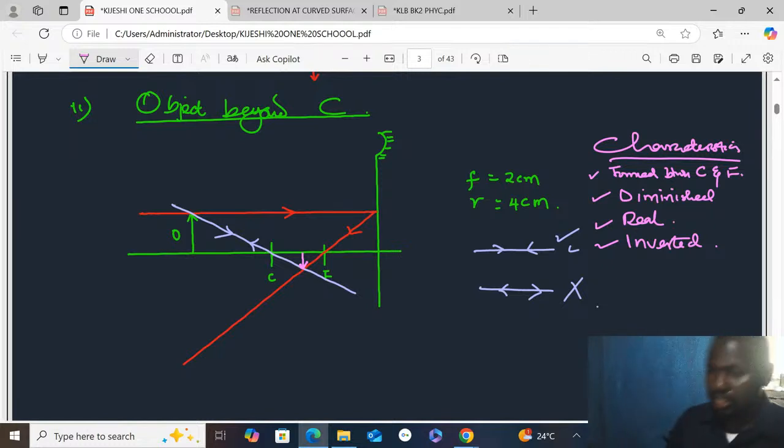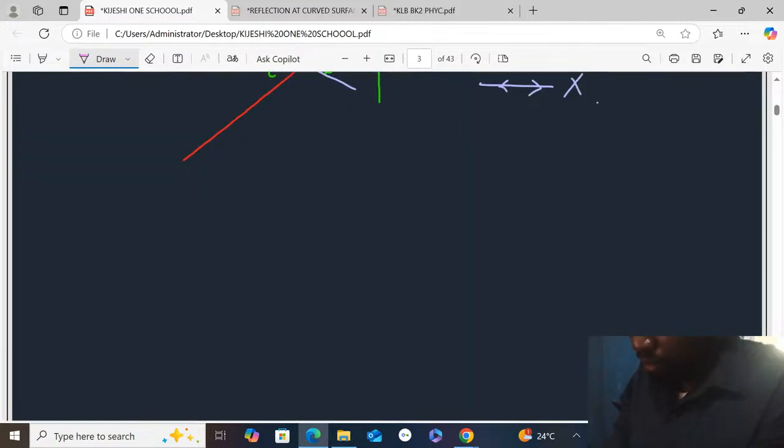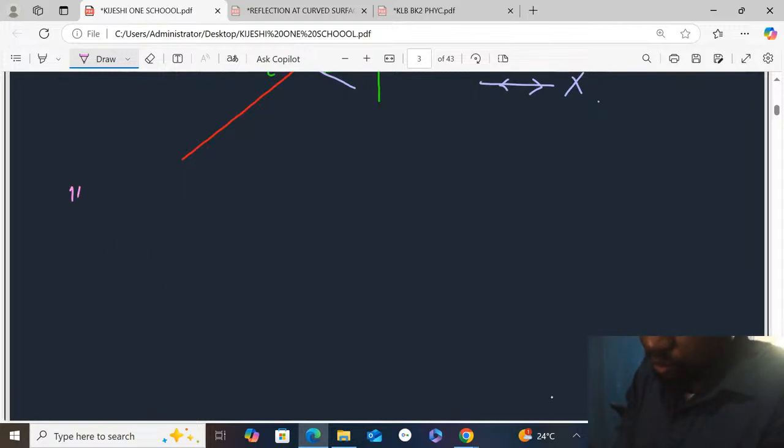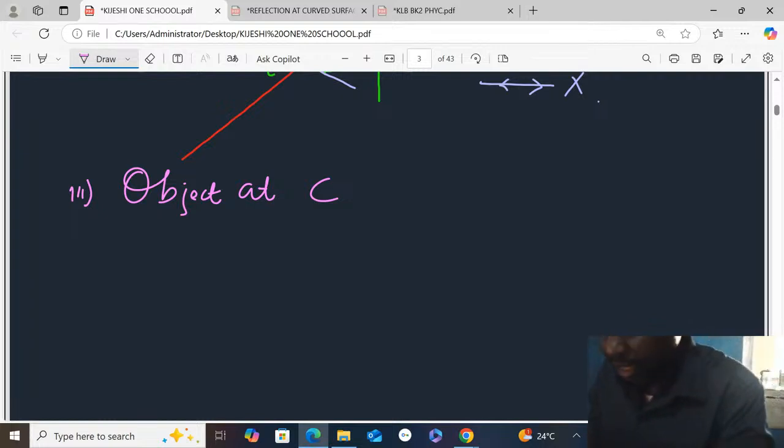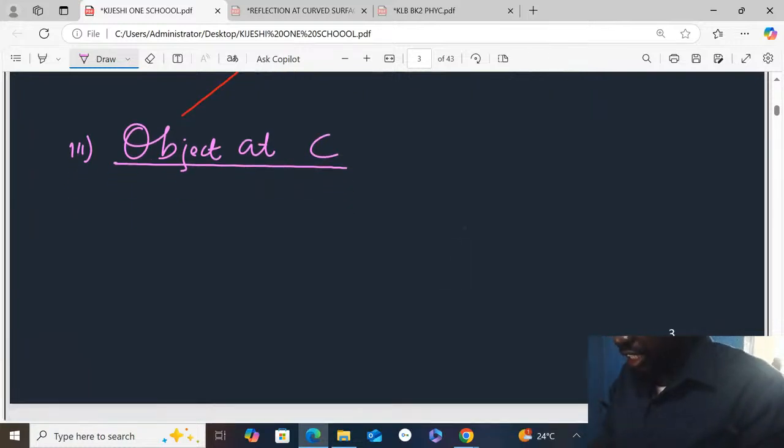We may now proceed to another positioning of the objects, and these will be objects at C. This one will be object at C. This one appears to be somehow tricky. But we shall manage. Therefore, allow me present the ray.